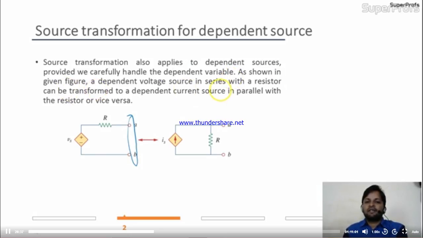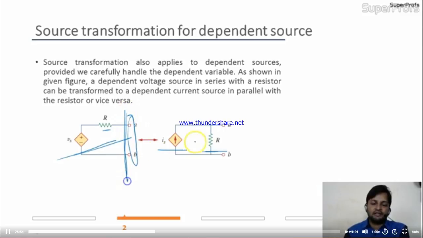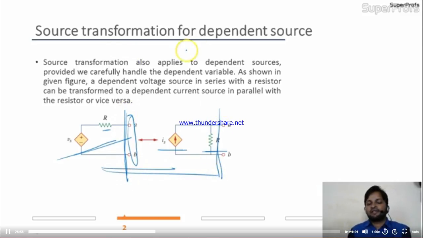A dependent voltage source in series with a resistor, same thing. This is the voltage source in series with resistance. We converted it into the current source in parallel with the resistance R. Is it okay? Now we have to remember that the circuit situation should not change while applying the source transformation, in an independent source or a dependent source. Okay, we will see in the problem how.